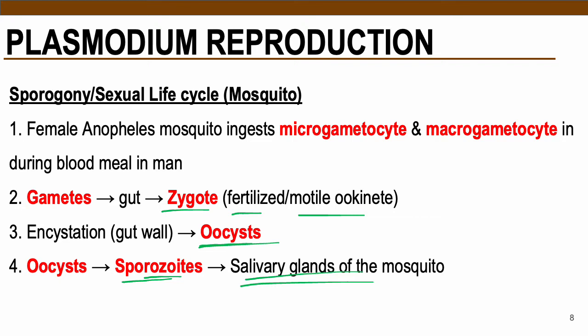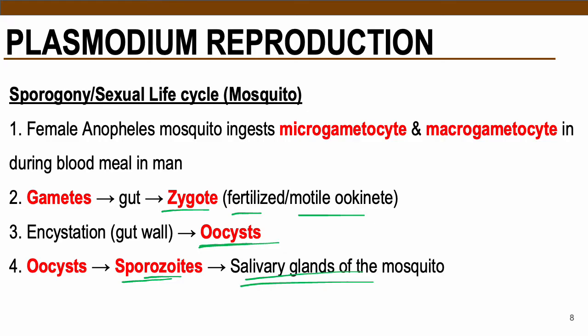There are several modes of transmission. The bite of an Anopheles mosquito is not the only one. We can also acquire the parasite by transfusion, or blood transfusion. This is called transfusion malaria.